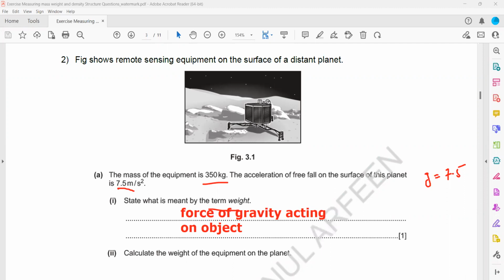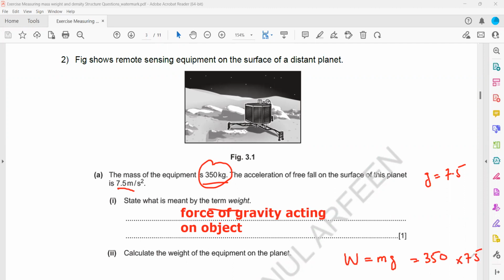Then calculate the weight of equipment. Part A2. So how to work out the weight of equipment? Weight is equal to mass times gravity. So what is the mass? It is 350. And what is the gravity of this planet? That is 7.5.